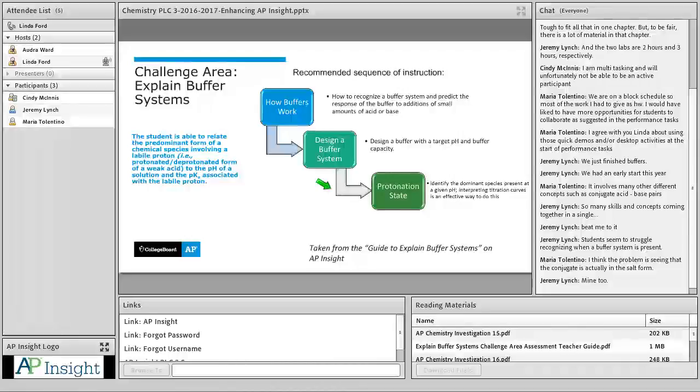So this slide, of course, shows the recommended sequence of instruction. This is how it's shown, right? How buffers work is building block A, design a buffer system is building block B, and then protonation state is building block C. And just to repeat myself one more time, I find that I can move protonation state up higher on the list and then hit the next 2.